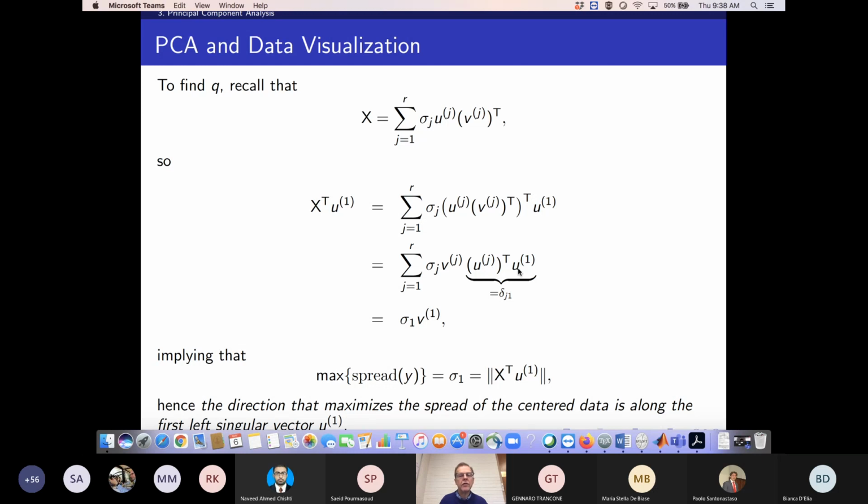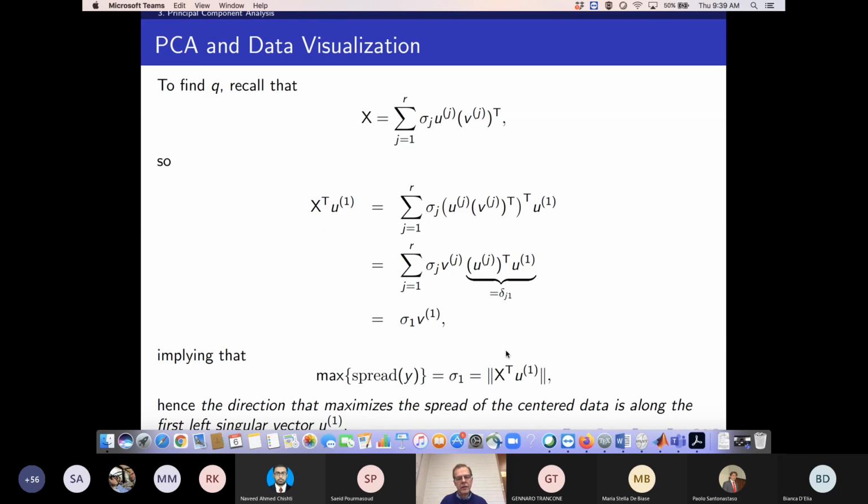My feature vectors are orthogonal and orthonormal. So I know that this inner product is 1 if and only if j equals 1, otherwise it's 0. So I have this Kronecker delta, which is 1 when j equals 1 and otherwise 0. And so that means that from the sum, the only term that remains alive is the first component. And so you see that x transpose u1 is exactly sigma 1 times a vector which has unit length. Therefore, the maximum spread of y, which was found to be sigma 1, is the same as the norm of the vector x transpose u1.